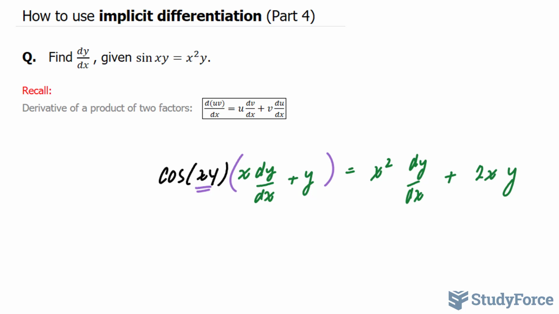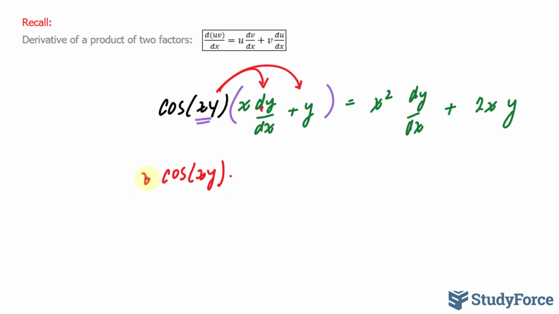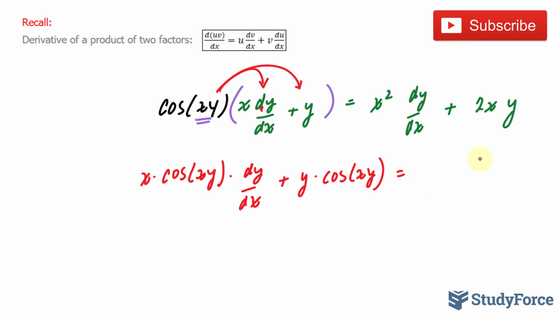Now that I've cleaned everything up, I need to collect like terms. In fact, I need to isolate for dy over dx. And to do that, I'll need to expand the left side first, because I need to liberate this dy over dx. If I expand the left side, I end up with cosine xy times this expression. I'll put the x at the front, dy over dx. And multiplying cosine xy with y, that gives me y times cosine xy. The right side stays the way it is.